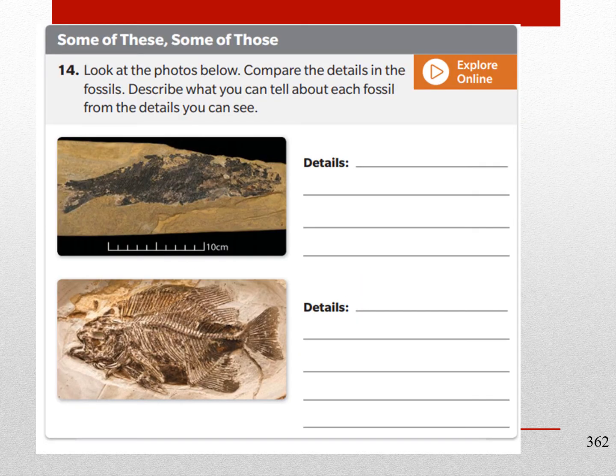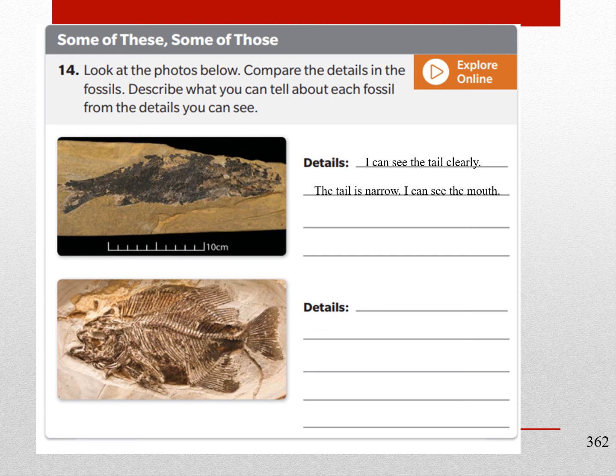Look at the photos below. Compare the details in the fossils. Describe what you can tell about each fossil from the details you can see. I will give you time to think and find details. Are you ready? What can you see? Yes, in the first picture, I can see the tail clearly. I can also see that the tail is narrow. Plus, I can see the mouth.